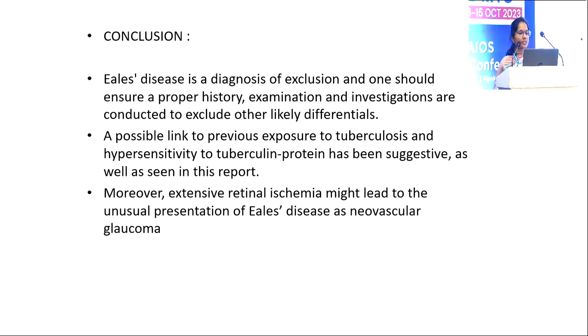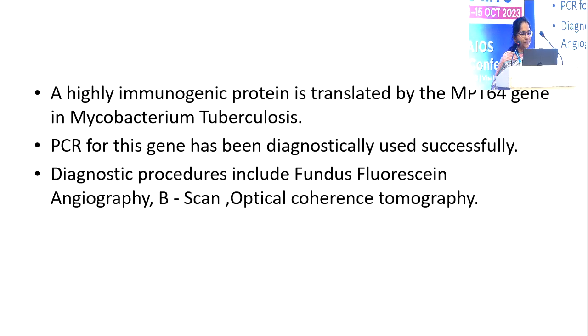Conclusion: Eales disease is a diagnosis of exclusion, and one should ensure a proper history, examination and investigations are conducted to exclude other likely differentials. A possible link to previous exposure to tuberculosis and hypersensitivity to tuberculin protein has been suggested, as seen in this report. Moreover, extensive retinal ischemia might lead to the unusual presentation of Eales disease as neovascular glaucoma.